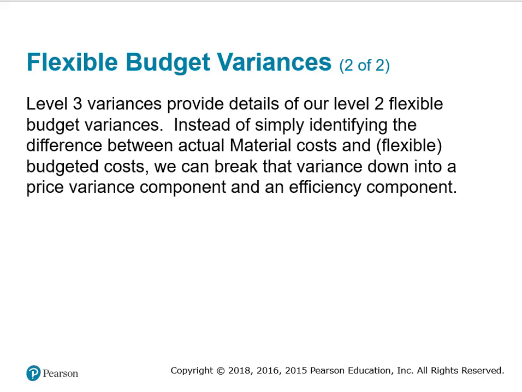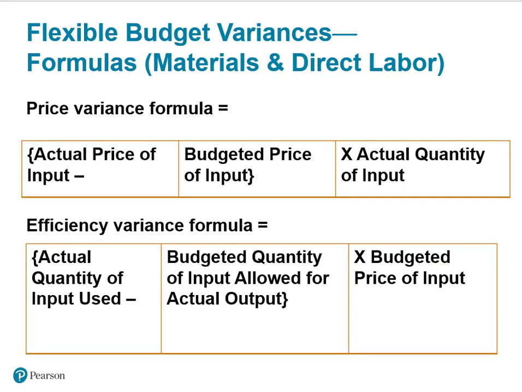Level 3 variances provide details of our level 2 flexible budget variances. So if a company has, for example, an unfavorable material cost variance, we can find out if it was due to the company using greater quantities of inputs versus the budgeted quantities, or because we paid higher prices per unit of input. Okay, so there's a price and an efficiency component.